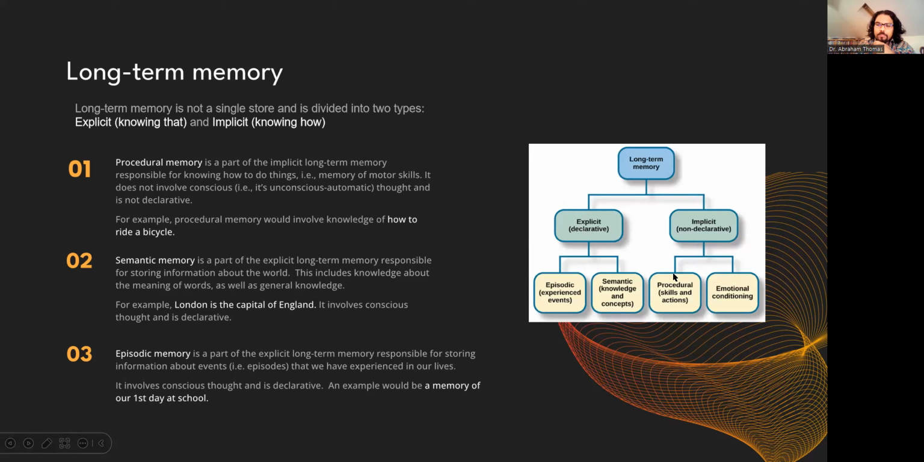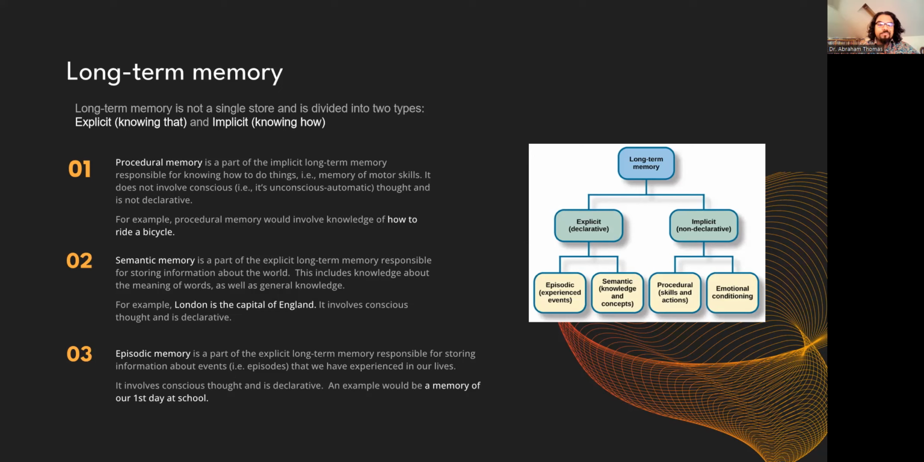So we can break this up further into procedural and emotional conditioning, but procedural skills and actions, let's talk about that, is a part of the implicit long-term memory responsible for knowing how to do things. Like, for example, the memory of motor skills. It does not involve conscious thought and is non-declarative. So, for example, is how we learn to write.